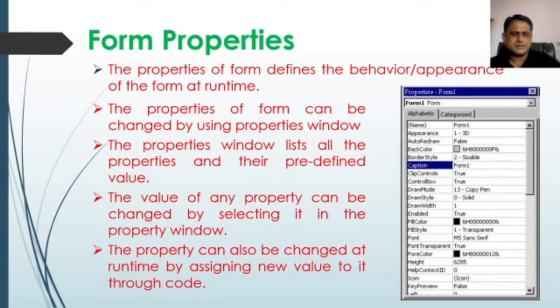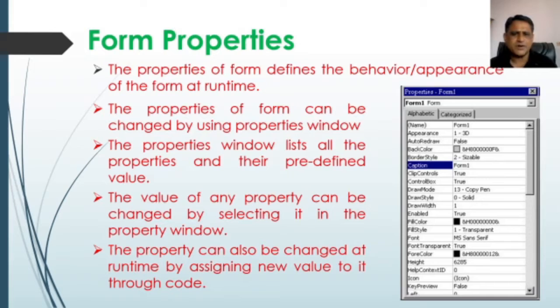The form properties. What are the different properties of the form? All the properties of the form can be viewed in the Properties window, which is shown in the Visual Basic IDE at the bottom left corner. All the properties can be viewed here, and also edited. The properties of the form define the behavior or appearance of the form at runtime.